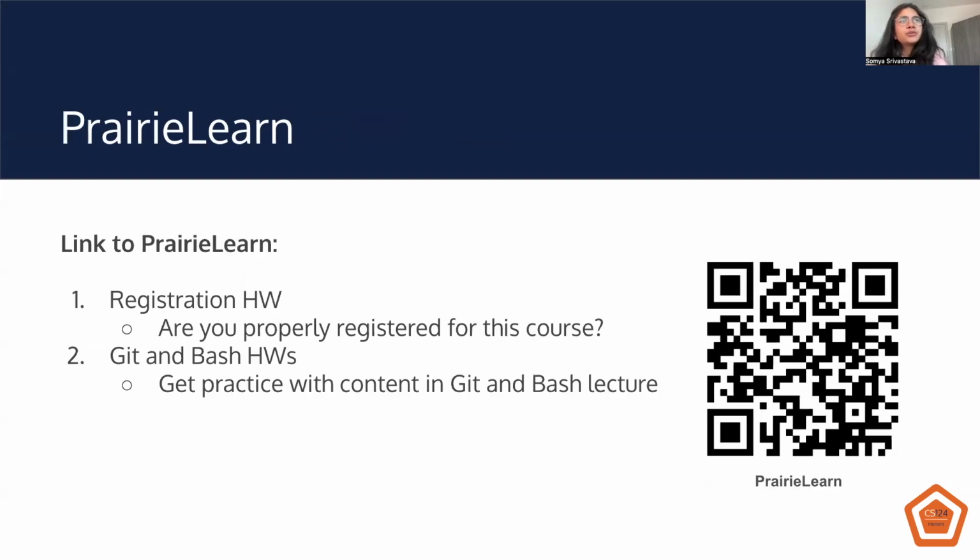Apart from that, you will have your homework on PrairieLearn. This is the link to joining our PrairieLearn course, and you can just scan the QR code and it will direct you to our PrairieLearn course. There are two main homeworks that you need to pay attention to, which is our registration homework, which ensures that you're properly registered for this course, as well as our Git and Bash homeworks. These are really important because we want you to get practice with the Git and Bash lectures and make sure that you're familiar with these topics.